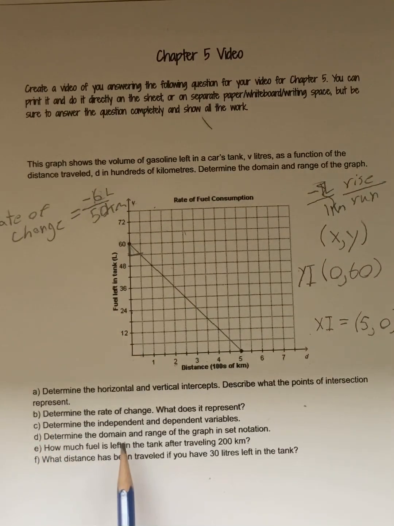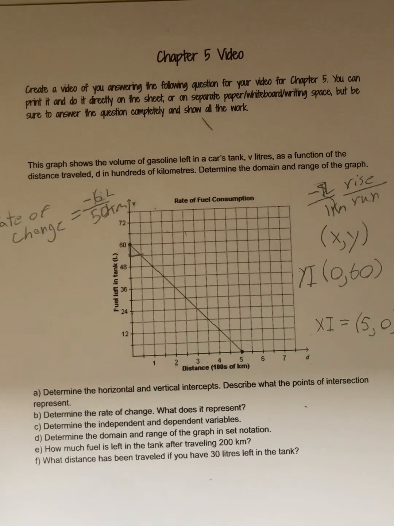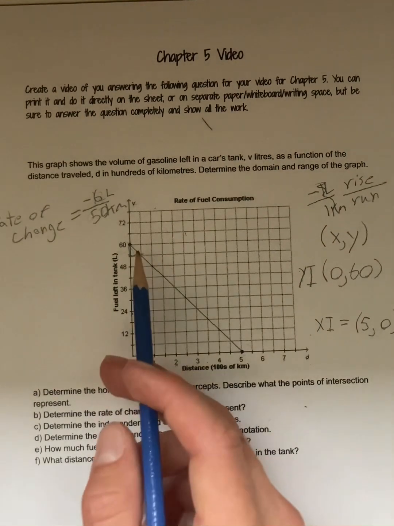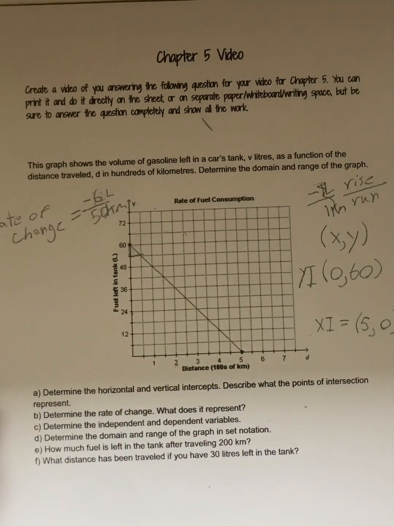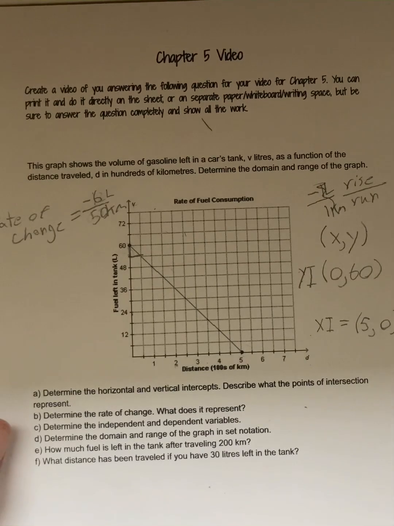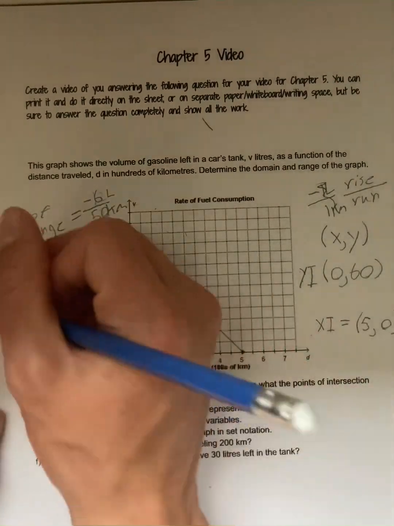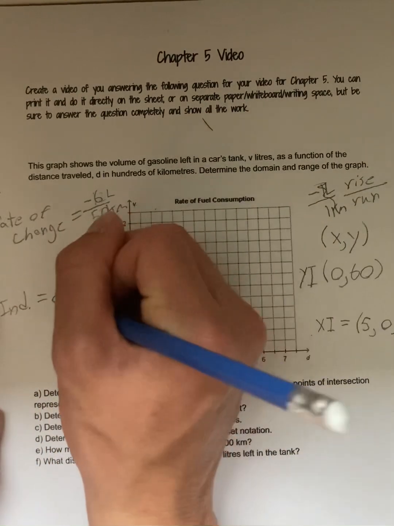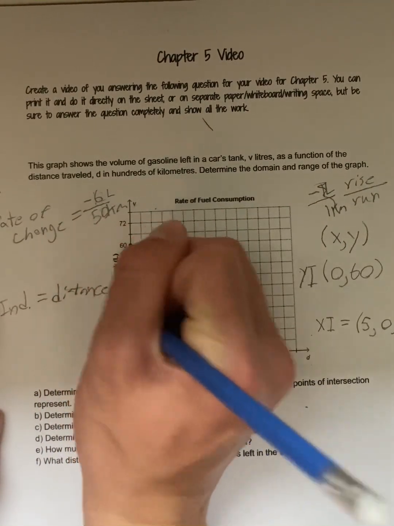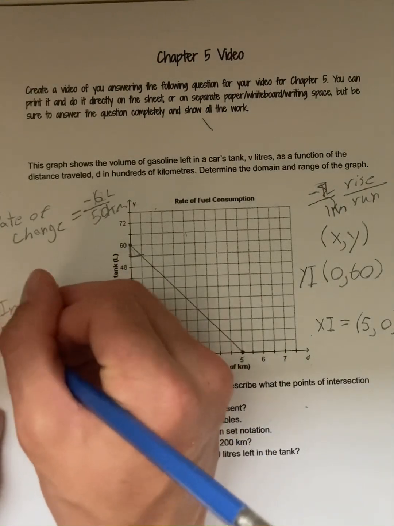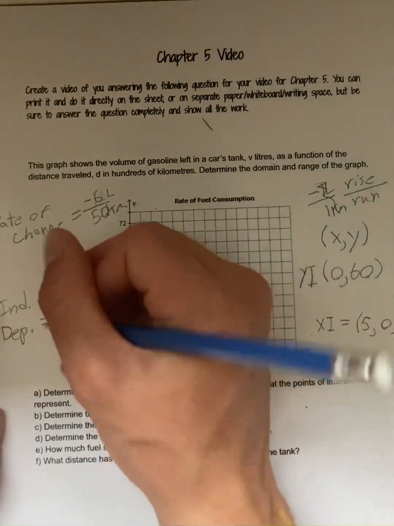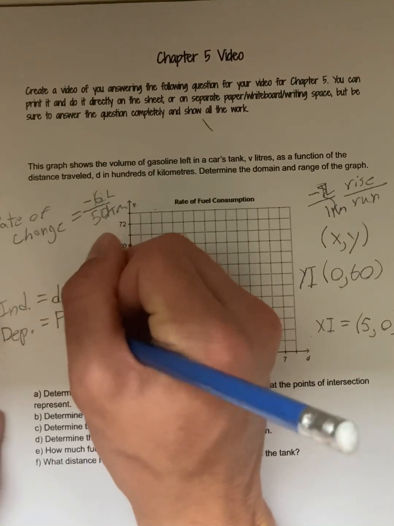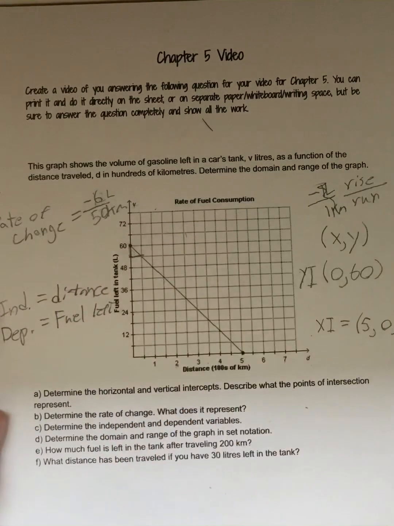Part C is asking, determine the independent and dependent variables. So we're going to start. The independent is always on the horizontal axis. So distance is the independent. And dependent equals fuel left. Now, why is that?